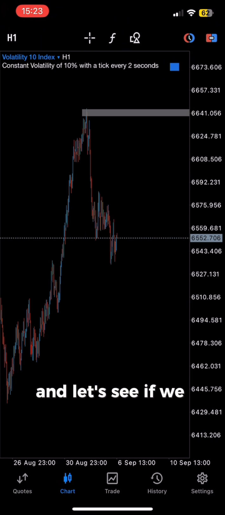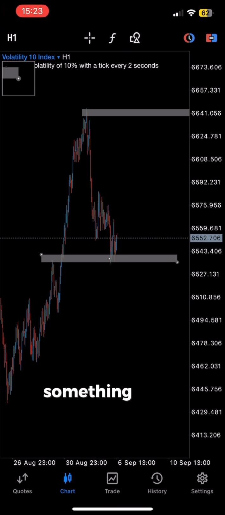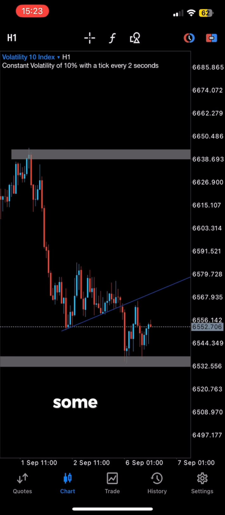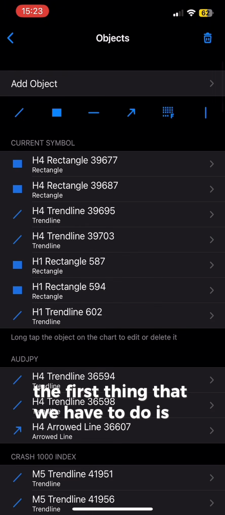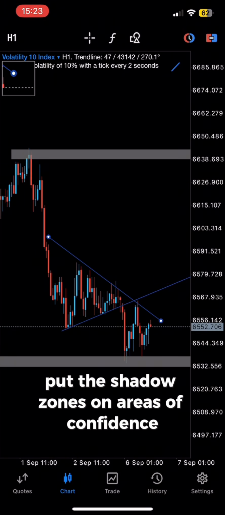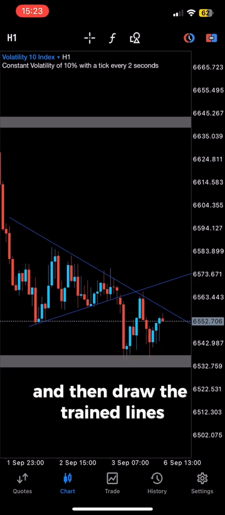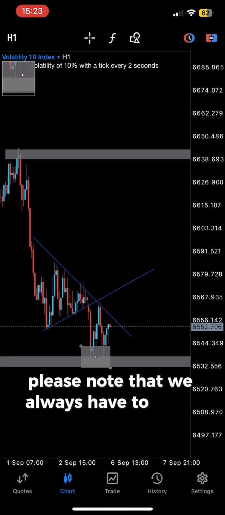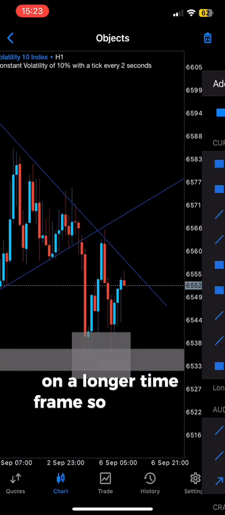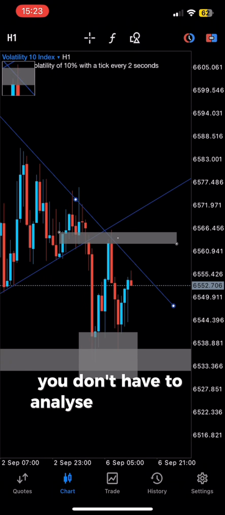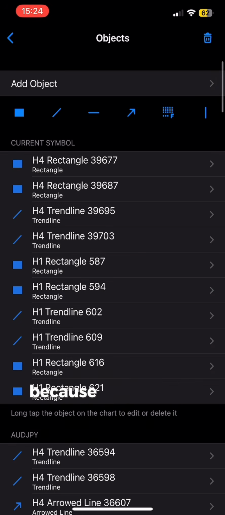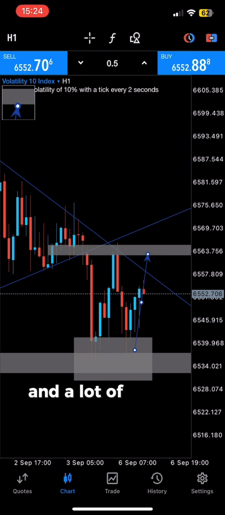And let's see if we can collect something from Volatility 10. This is different from Volatility 10 1 second, but then we are going to see if we can collect some profit. The first thing that we have to do is to put the shadow zones on areas of confluence and then draw the trend lines that were respected for a long time. Please note that we always have to apply these on a longer time frame so that they can work. You don't have to analyze the market in a 15 minutes time frame or the 5 minutes time frame, because there are a lot of fake breakouts and a lot of noise in those little time frames.